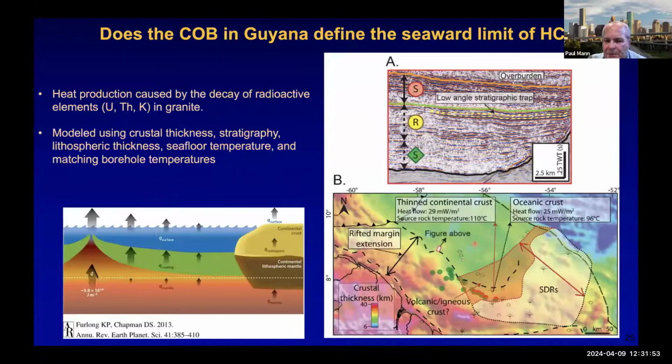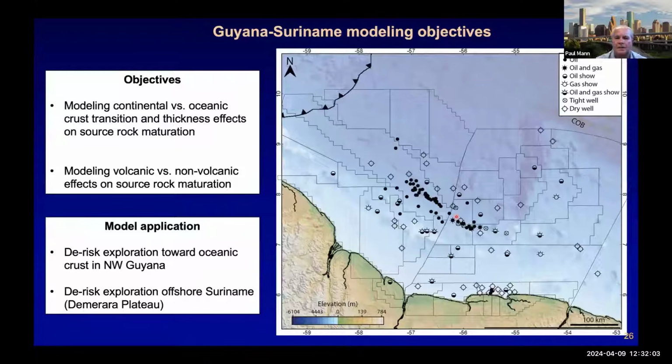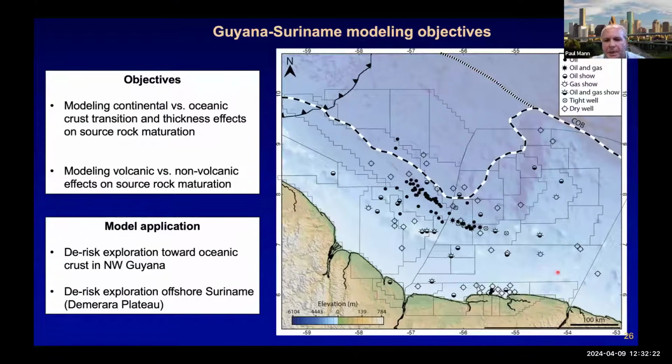So it becomes a modeling exercise to see if there's enough heat coming out here to be able to generate hydrocarbons. So Kenneth has carried out a modeling study where he's modeled the continental versus ocean crust transition out here, and it's roughly between the productive area and the dry holes. And the idea is to de-risk exploration in this part of Guyana and Suriname. So there's the COB, and you can see there's a couple of productive areas like the Ranger well, but there are quite a few dry holes also.